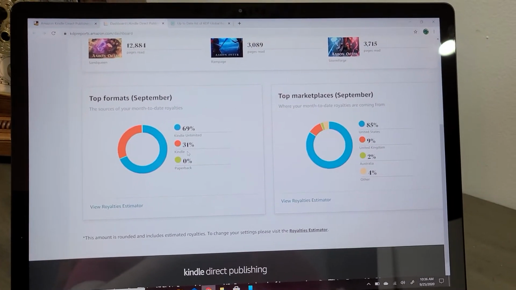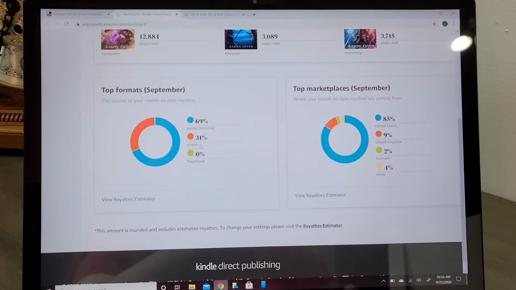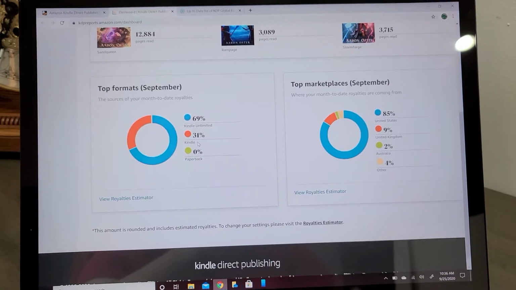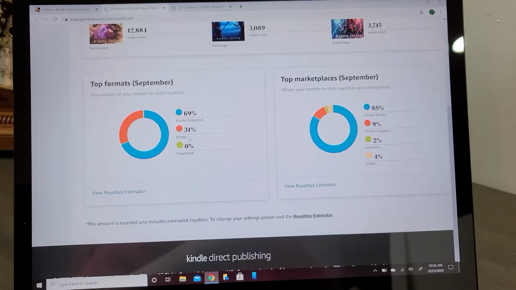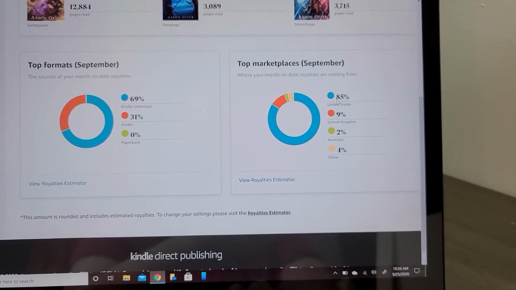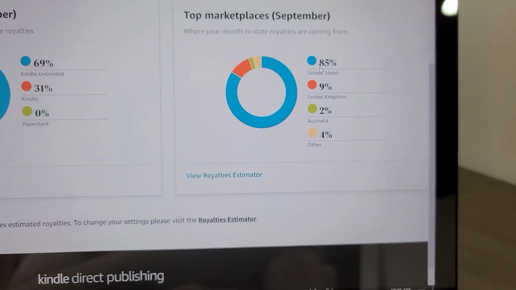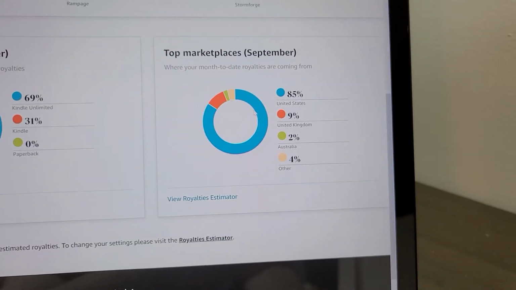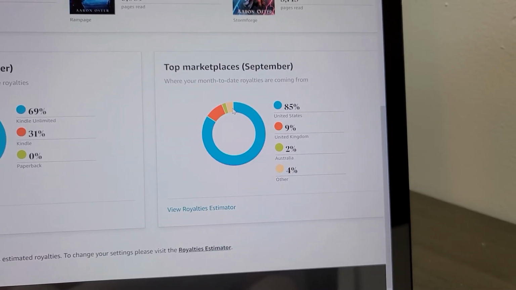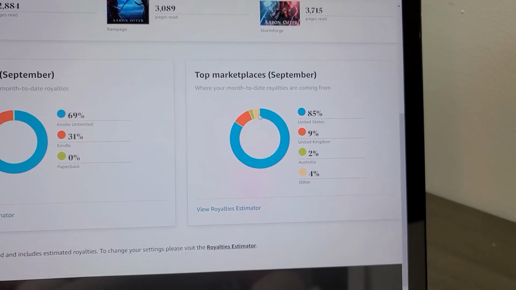Now, if I took my books out of KDP Select and didn't have them available on Kindle Unlimited, I might have maybe 5% or 6% more people actually buy the books, but my overall sales would definitely suffer. And over here, there are the top marketplaces for the month. Yes, 85% is from the US, but 9% is from the UK, 2% from Australia, and 4% from the other stores. But Amazon gives you the option to be in so many other Kindle stores that, in my mind, it doesn't even pay to go wide.